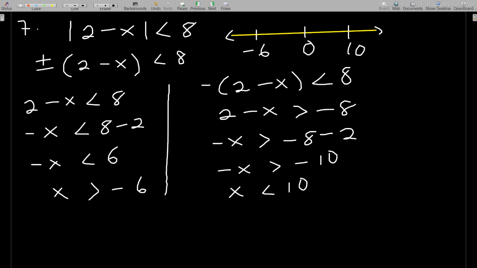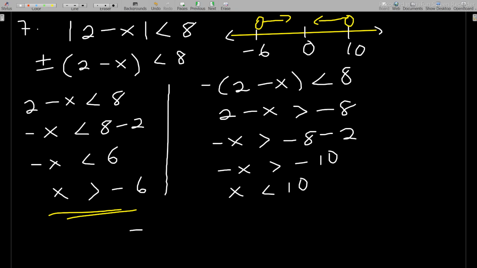So what this means is that with the first argument, x is greater than negative 6, it means just draw a circle on top of negative 6. Then when it's greater than, I should draw an arrow to the right of negative 6. Now with the second one, x is less than 10, I should draw a circle on top of 10. Then less than 10 means I should draw an arrow to the left. So you could see that the solution is just between the two, negative 6 and 10.